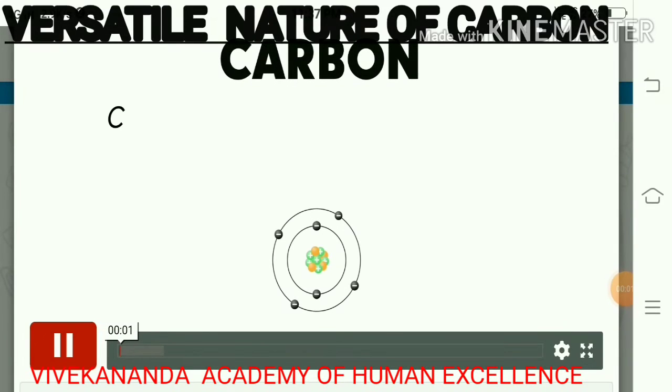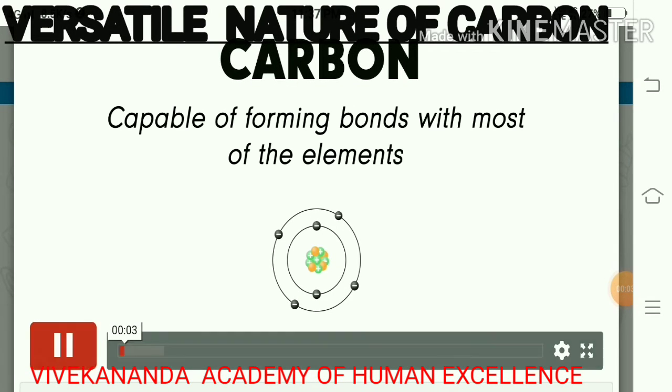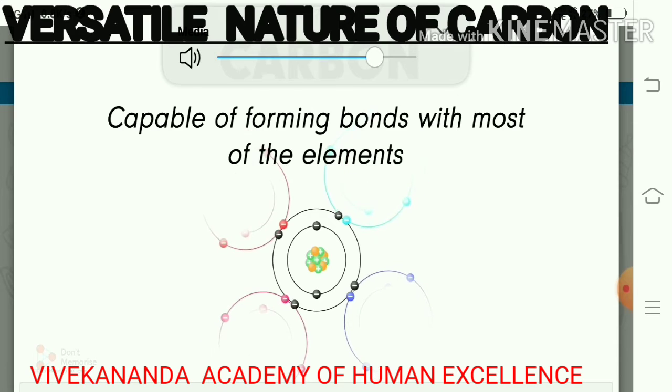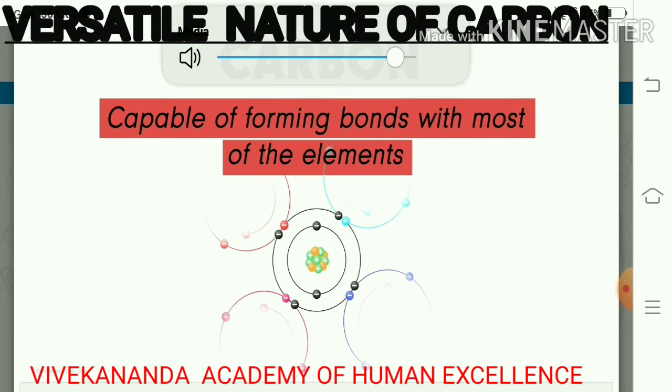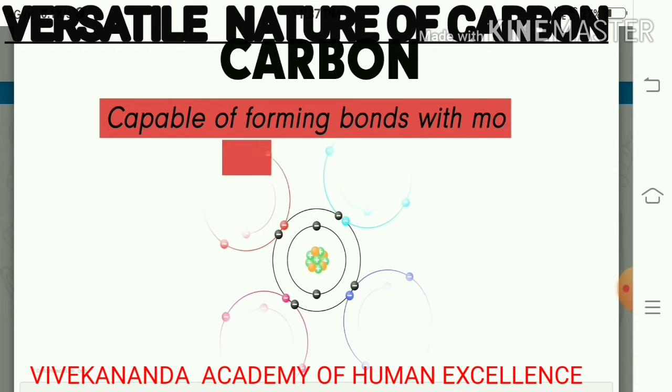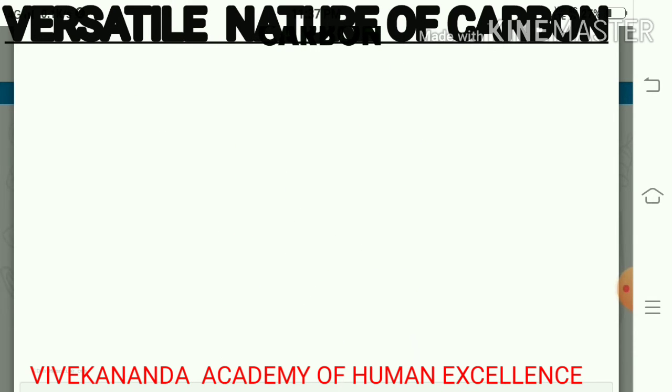In the previous video, we got introduced to the versatile nature of carbon. Can you tell me why it is capable of forming so many bonds with so many elements around? To know this, let's have a look at the atomic structure of carbon first. Does the atom look somewhat like this?